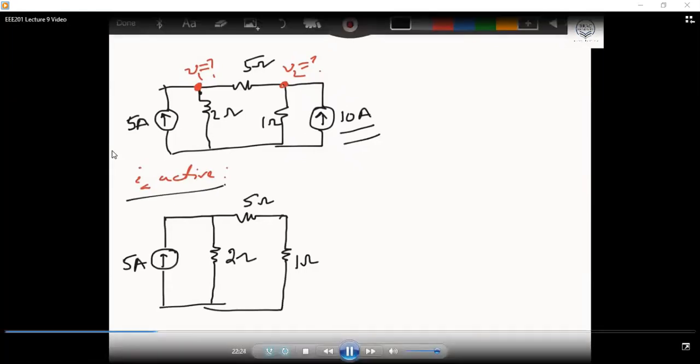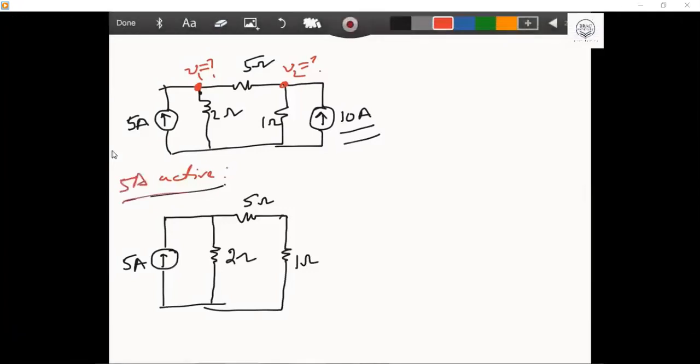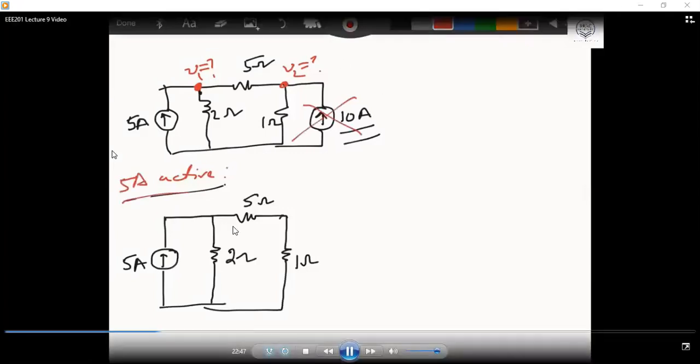Others all are deactivated. So the 10 ampere current source, I'm talking about IA means 5 ampere. We should write here it's a 5 ampere, it's better. So I'm writing here 5 ampere source is active. And 10 ampere should be deactivated. That means you have to take it off. So how to deactivate a current source? Remember how to deactivate a current source? Yes, sir. Open circuit, sir. Absolutely. Open circuit.